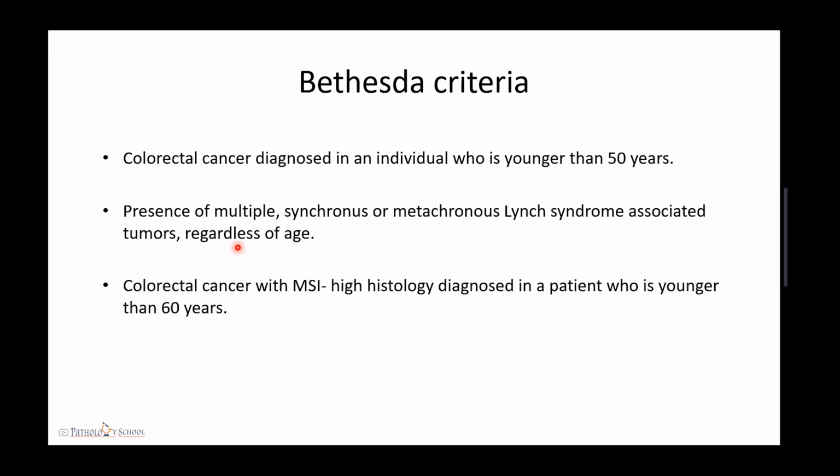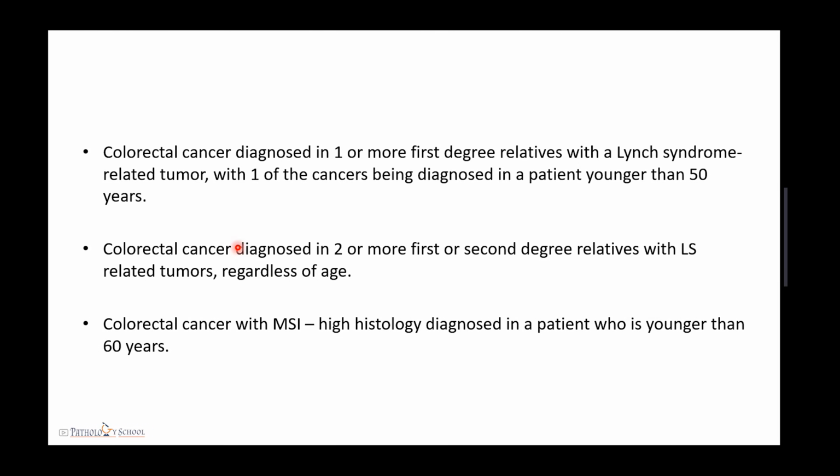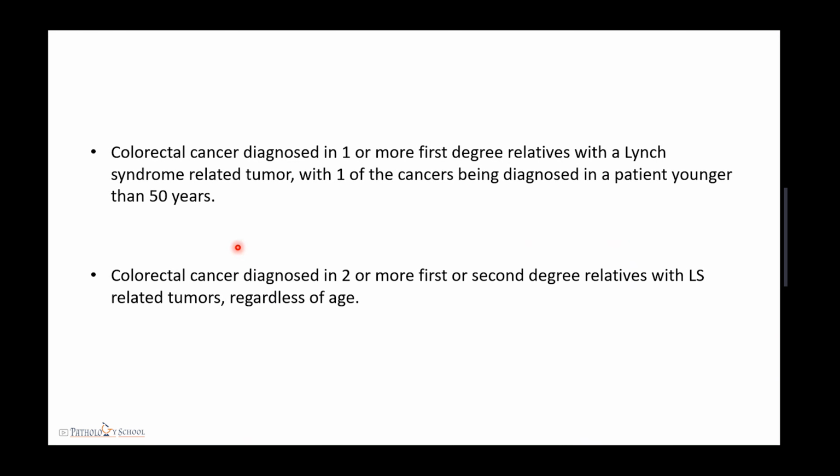Now, what is the Bethesda criteria? It says that colorectal cancer is diagnosed in an individual who is less than 50 years old. There are multiple synchronous, metachronous, Lynch syndrome associated tumors regardless of the age. Colorectal cancer with MSI-high histology is diagnosed in a patient who is younger than 60 years. Colorectal cancer is diagnosed in 1 or more first degree relatives with a Lynch syndrome related tumor, with one of the cancers being diagnosed in less than 50 years, right?